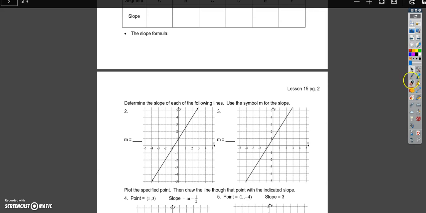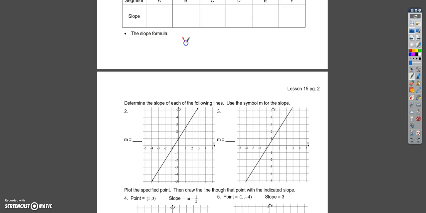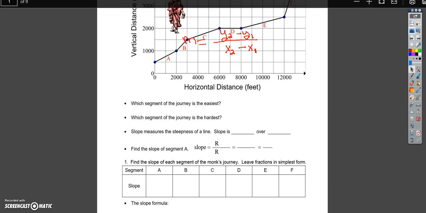The slope formula is M stands for slope, y2 minus y1 over x2 minus x1. So if you're given ordered pairs, then it's better to use this formula. If you can read your graph, then it is perfectly fine to do rise over run.